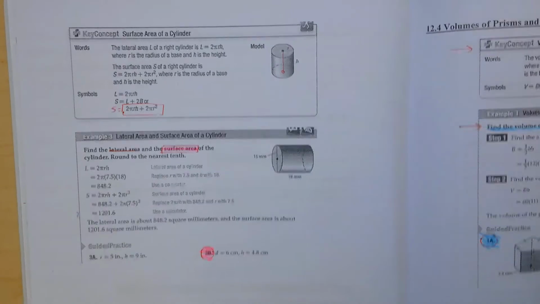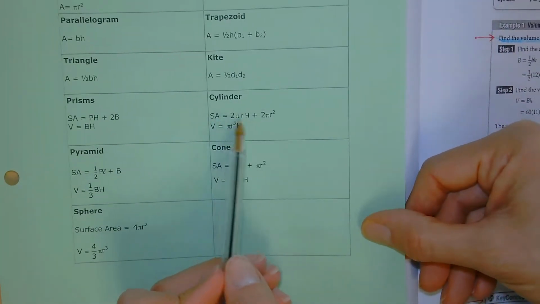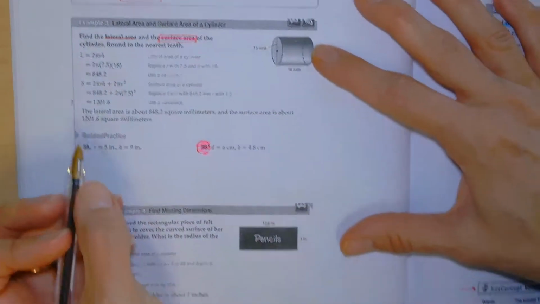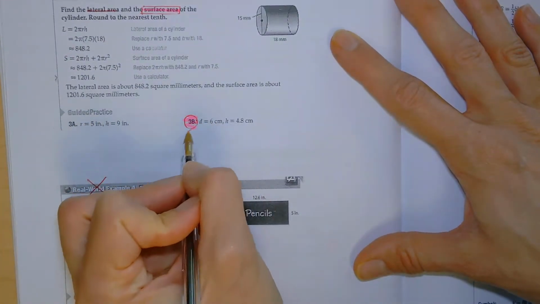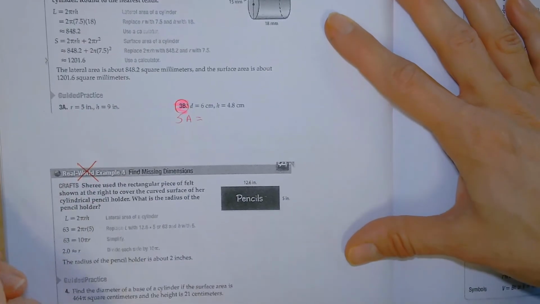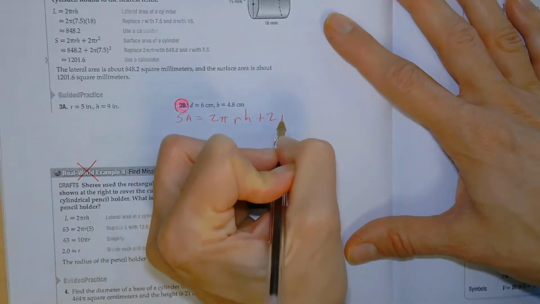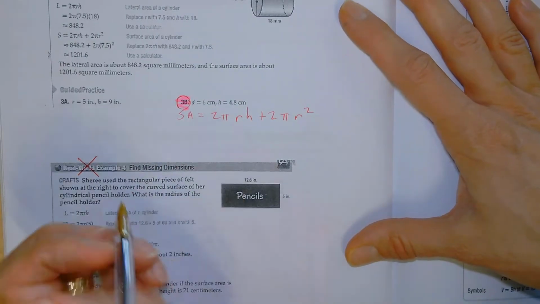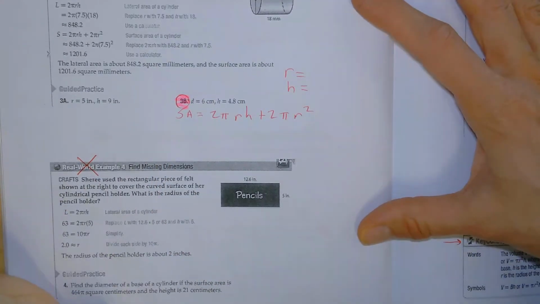All right, so I'm going to show you the formula for a cylinder surface area, and it's on your sheet. It is 2 pi rh plus 2 pi r squared. So we're going to write that out. And I'm just going to go into an example right here to show you. So surface area equals 2 pi rh plus 2 pi r squared. Now, for this one, all we need to find is the r and the h, which makes it pretty easy to use.